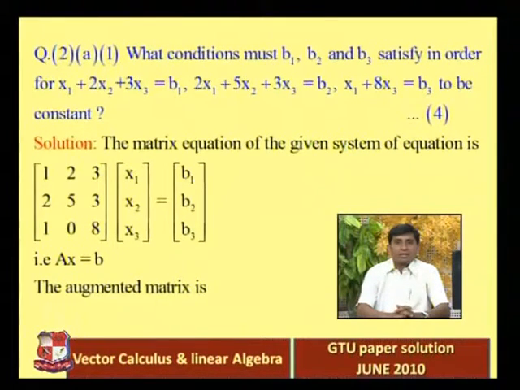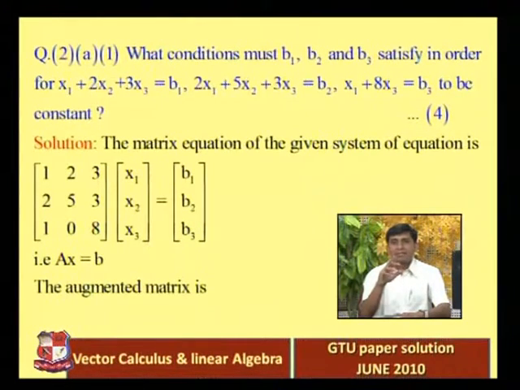Consistent means the solution exists, right? So is there any condition on b1, b2, b3 so that we can solve this system of linear equations? That is what we have to find. Just solve this example with our normal method. We have to write down the augmented matrix, convert that augmented matrix into a row echelon form, and just see what happens then.